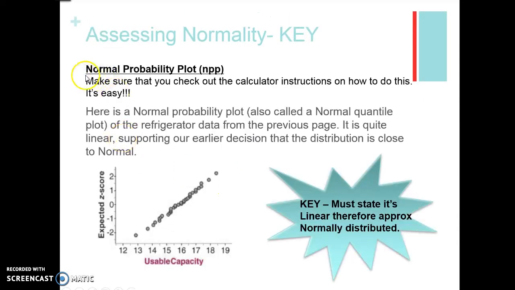Okay, and then the last one is using a normal probability plot. Honestly, this is probably the easiest because you can do this on your graphing calculator. So below is the normal probability plot. Remember, sometimes you'll hear it called the normal quantile plot of the refrigerator data from the previous page. It's pretty linear, supporting our earlier decision that the distribution is close to normal. So you have to draw the plot. Make sure you label your axes, and then please make sure that you state it's linear, therefore it's approximately normally distributed. Don't just draw the plot and say, oh, it's approximately normally distributed. How did you know from looking at it that it was? You knew because it was linear.